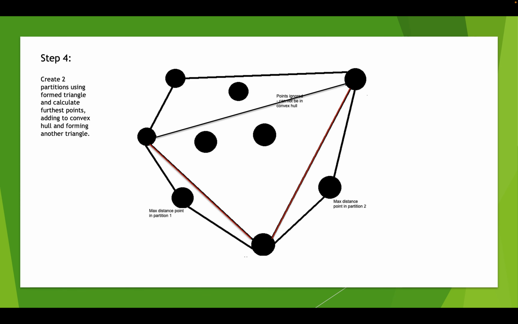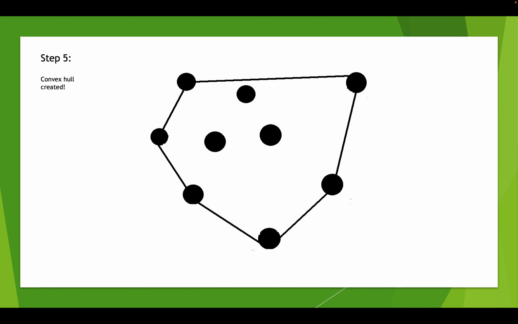If there are points which exist outside the triangle, these are recursively processed using step 3, in which the maximum distance point in each partition is found. As you can see on the screen, the red lines are now the lines which are being used for partitioning, and the maximum distance points are being found in each partition and then added to the convex hull. Since there are no more points outside of the triangles, the convex hull is formed and the recursion stops.